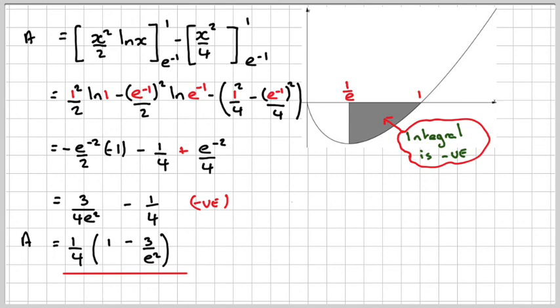This has been a video for you to find a minimum point and to find an area underneath a curve. I hope you've understood, and I thank you very much for watching.